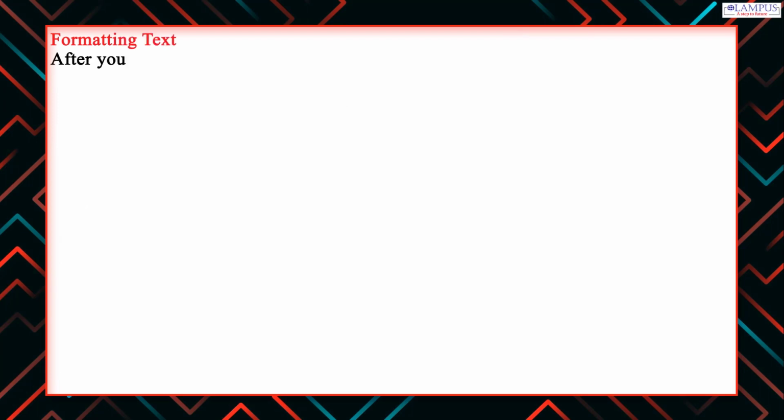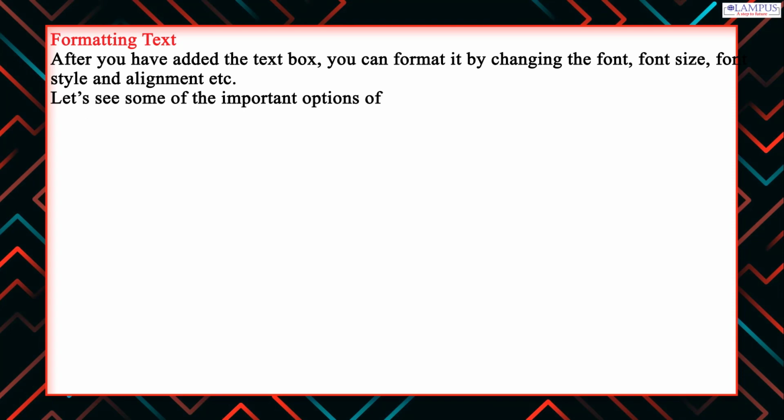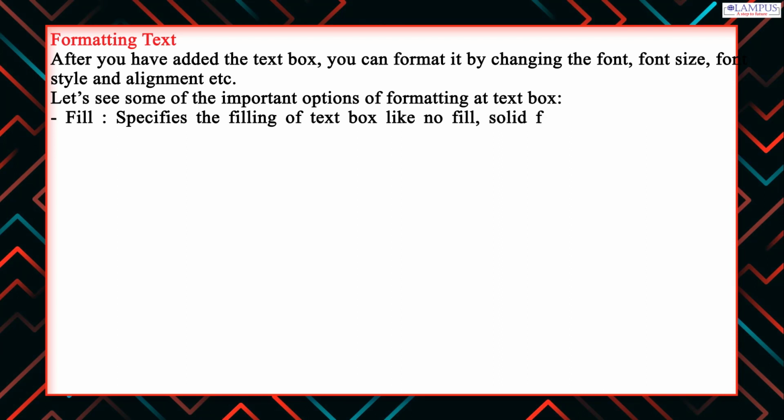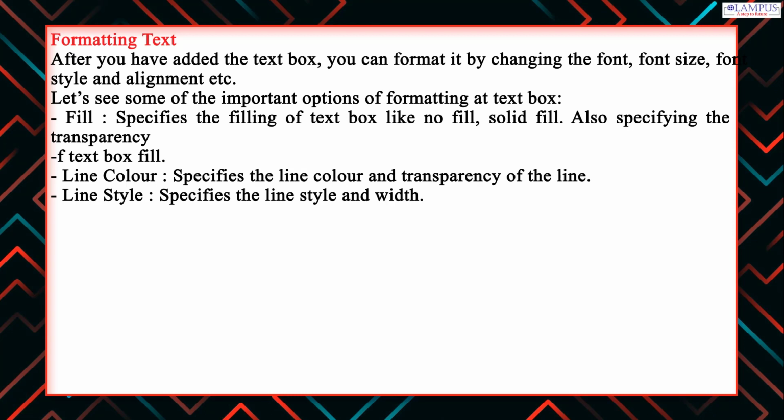Formatting text. After you have added the text box, you can format it by changing the font, font size, font style and alignment etc. Let's see some of the important options of formatting a text box. Fill. Specifies the filling of the text box like no fill, solid fill. Also specifies the transparency of the text box fill. Line color. Specifies the line color and transparency of the line. Line style. Specifies the line style and width.